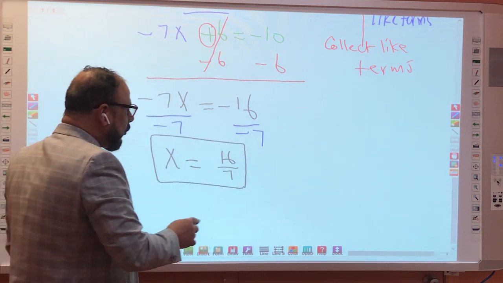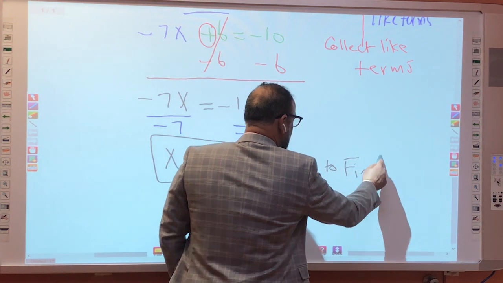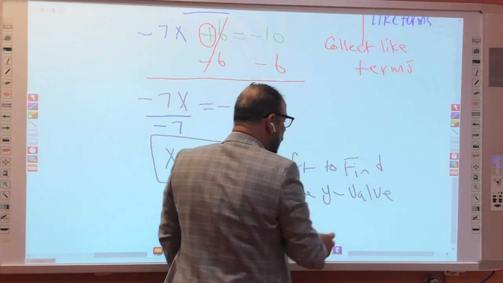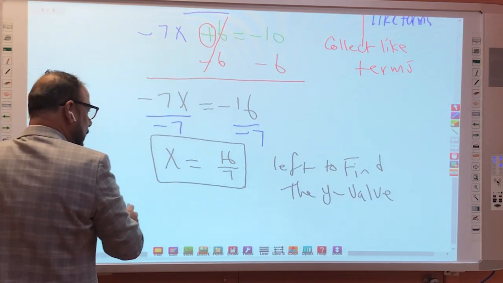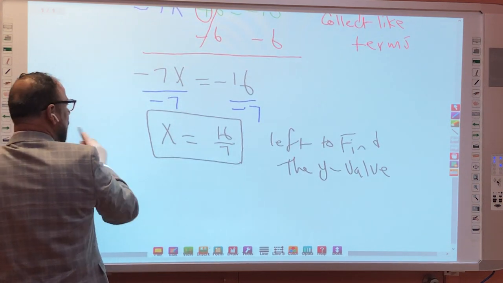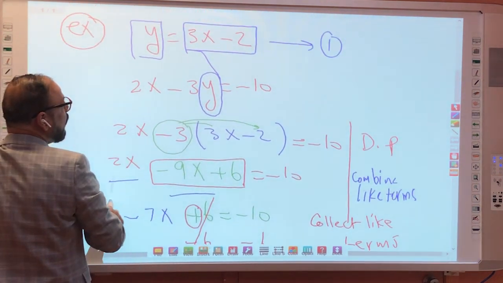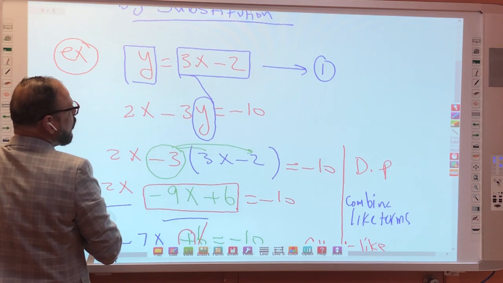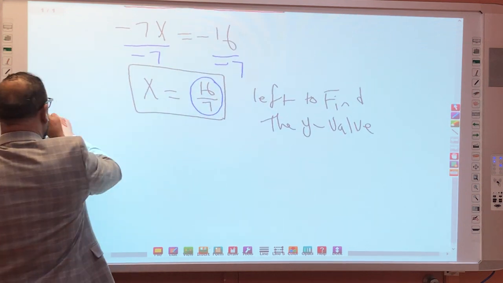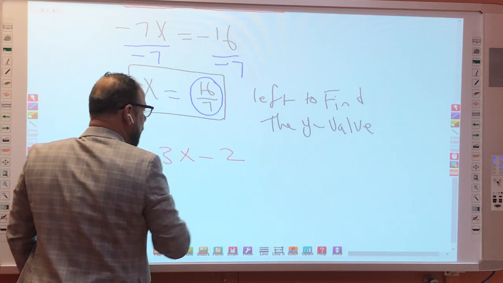What's left? Left to find the y value. To find the y value, you replace the value of x in the first equation, which is y equals 3x minus 2, which is easier for us. Then let us write the first equation again. y equals 3x minus 2.